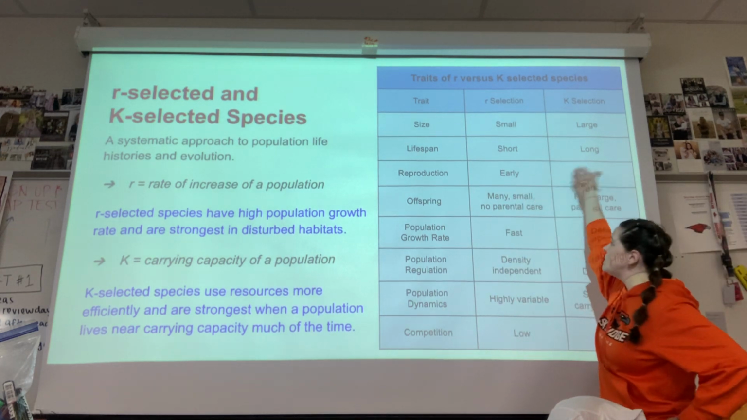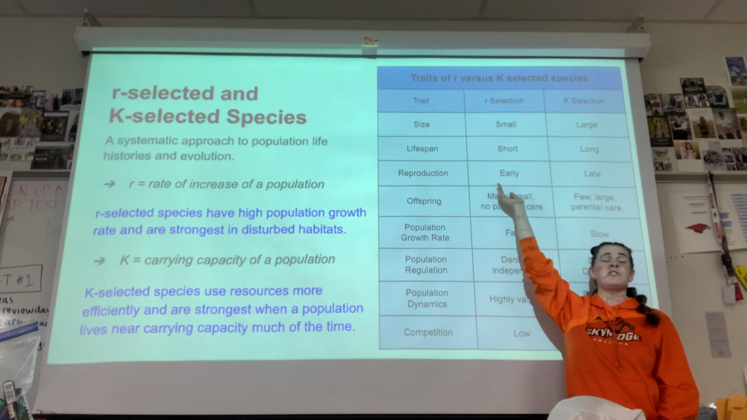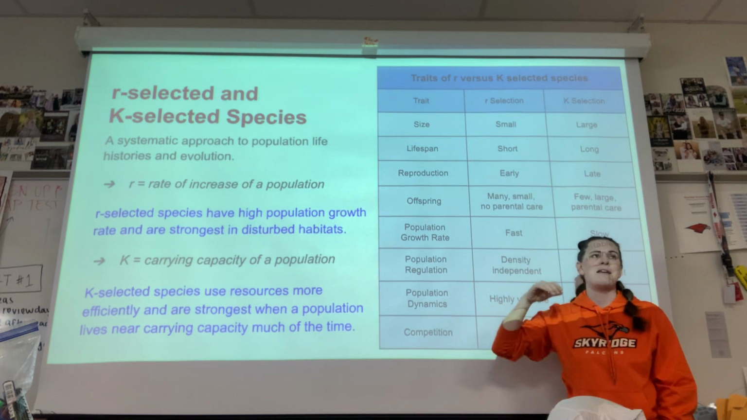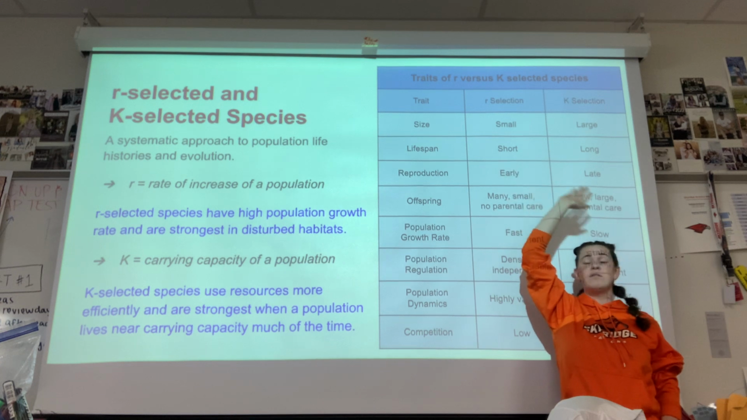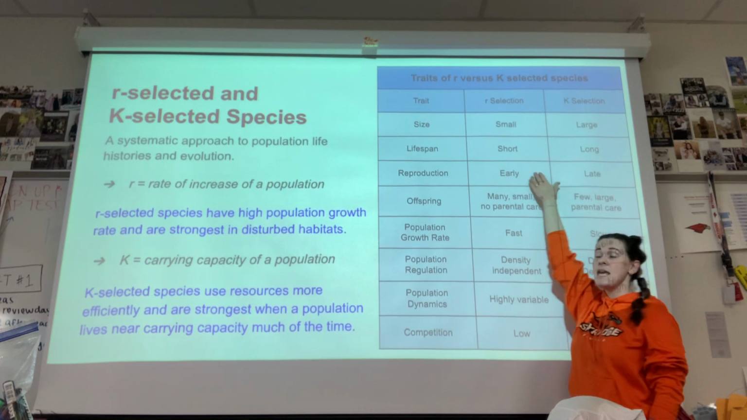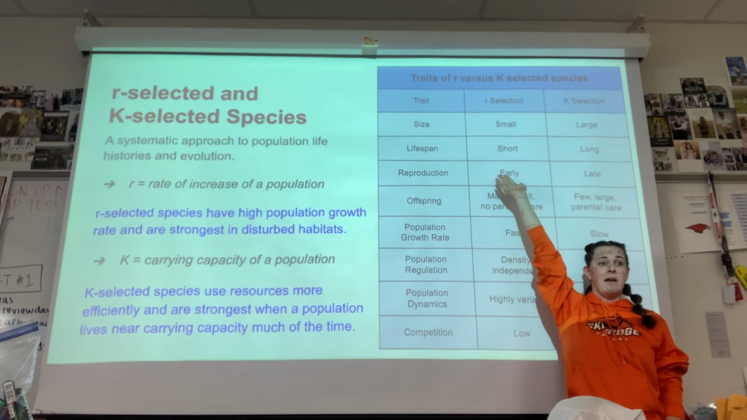So R selected species are usually really small species, like rodents and bugs and things like that. They have a very short lifespan. They do not live for very long. They are able to reproduce really early in life.